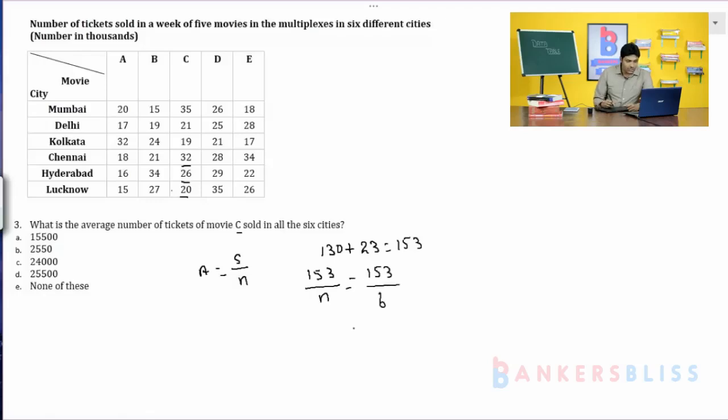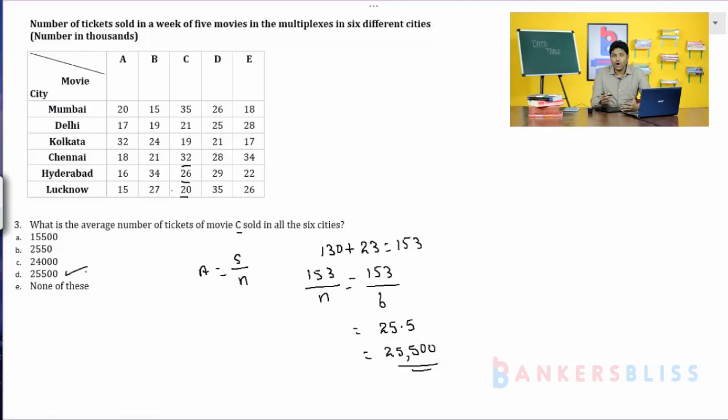divided by 6. So, which is equal to 6 2s are 12, 3 carry over, 6 5s are 30. So, 25.5. So, which is equal to 25,500 because everything is in thousand. So, your answer is 25,500. So, option D is your right answer.